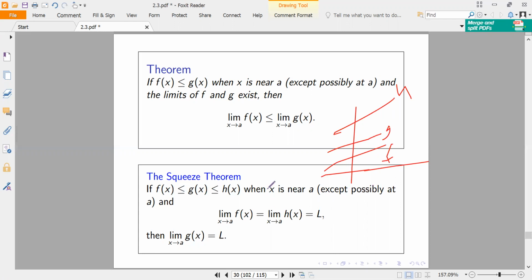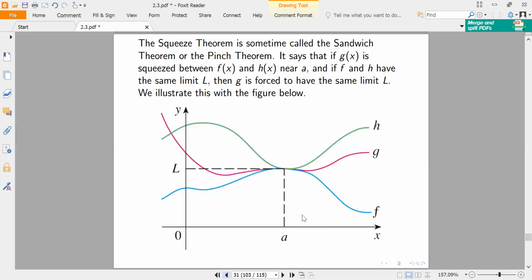So you're saying that if this is the case, and the limit of f, the lower bound function, and the limit of the function above, h, go to L, then definitely because g is between f and h, it has to go to L as well. That's what we mean. The squeeze theorem, other textbooks call it the sandwich theorem. Other textbooks call it the pinch theorem. So with this theorem we are saying that if g is between h and f, and both f and h approach L as x is approaching a, then definitely g has to approach L as well.